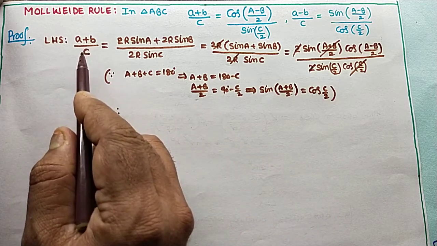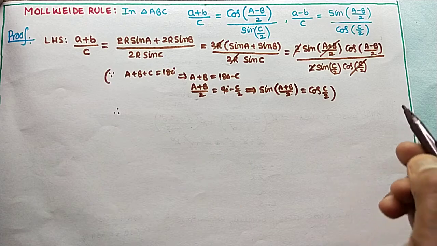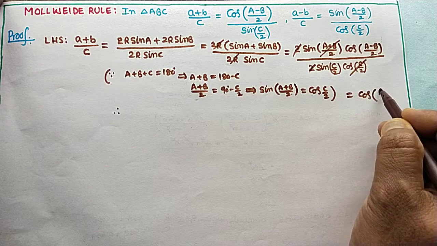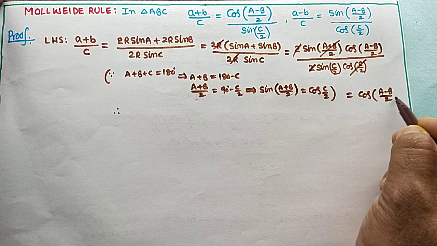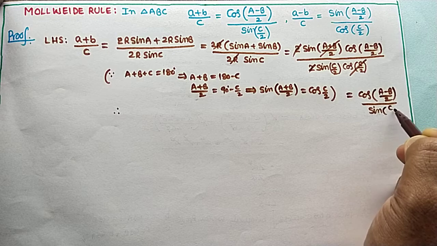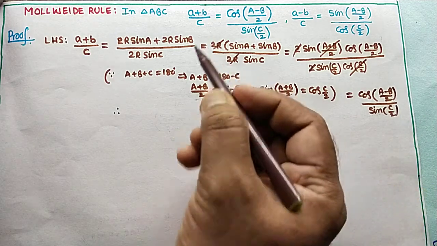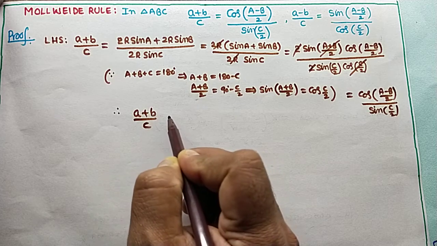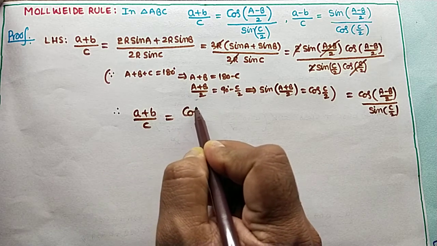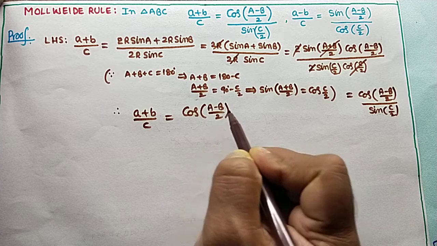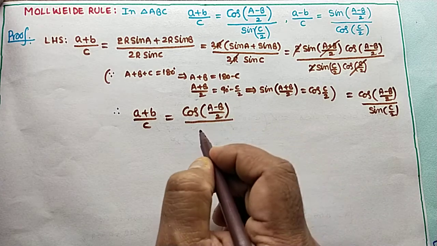Therefore, the LHS value (a plus b) by c equals cos of (A minus B) by 2, whole divided by sin of C by 2. So hence, the first result: (a plus b) divided by c equals cos of (A minus B) by 2 divided by sin of C by 2.